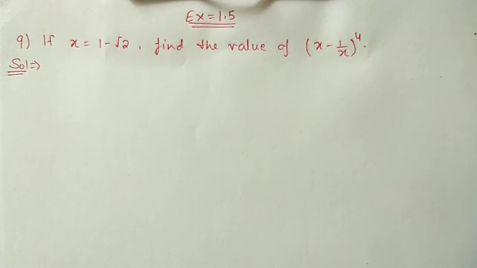Hello students, we are doing chapter number 1, rational and irrational numbers, exercise 1.5. In the previous video we have done till question number 8 and today we are starting from question number 9.